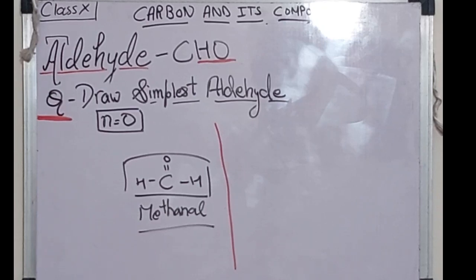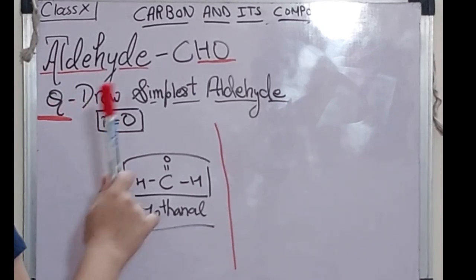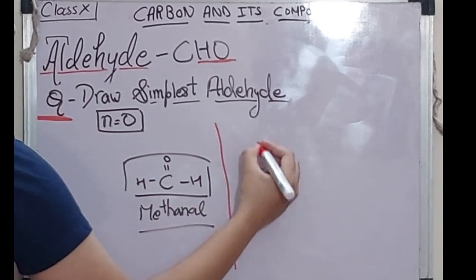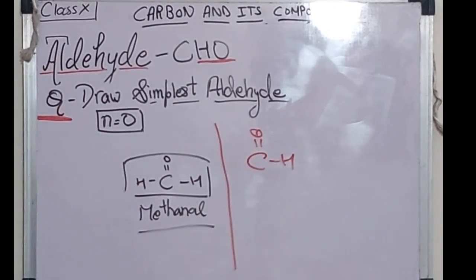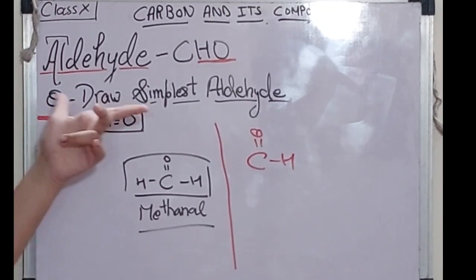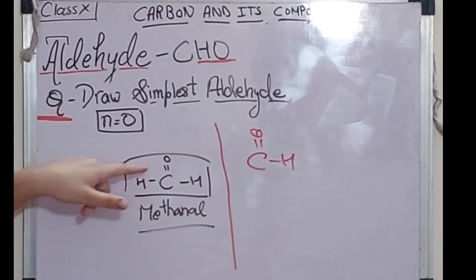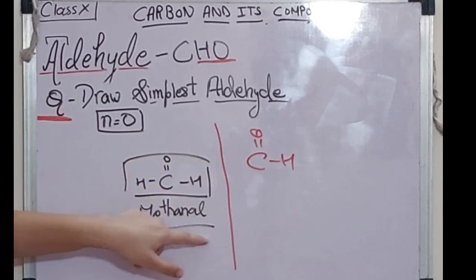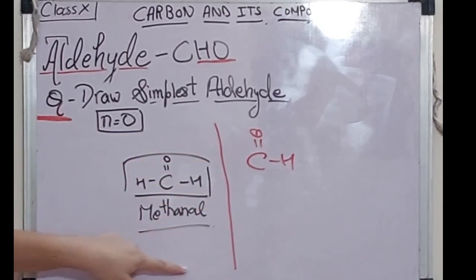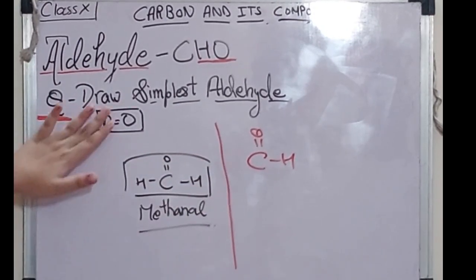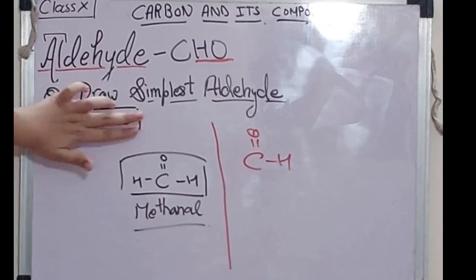So are we clear with aldehyde? Aldehyde is a functional group. That means CHO means double bond oxygen, single bond hydrogen. Remembering it by CHO, suffix is Al. And I told you how to write its molecular formula. I gave you one question that is quite common, to draw the simplest aldehyde. So this is the simplest aldehyde. Okay, if you are getting confused with it, just forget it.